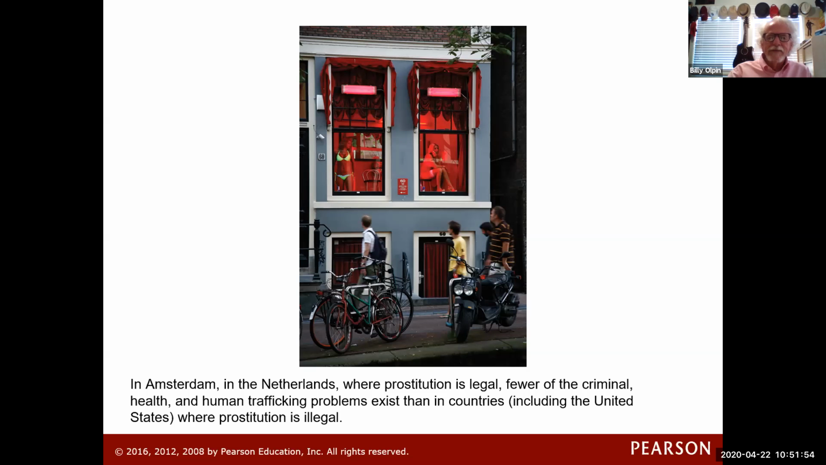Around the world, in places like Denmark, Amsterdam, and the Netherlands, prostitution is legal. And here is a picture of some women advertising themselves, looking for business.